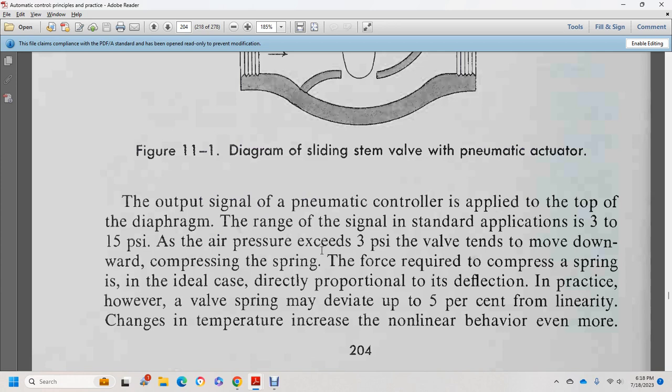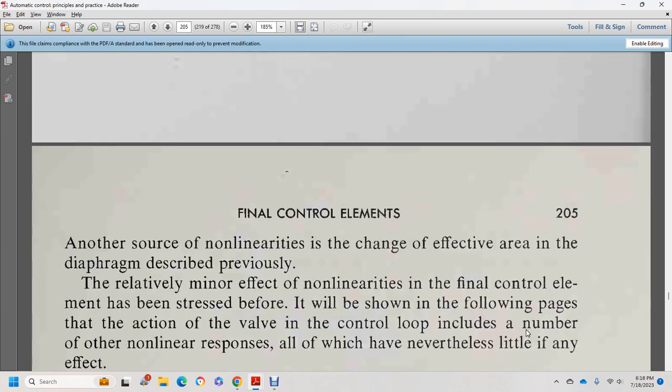Compressing the spring, the force required to compress the spring is ideally directly proportional to its deflection. In practice, however, the valve spring may deviate up to 5% from linearity. Change of temperature increases the nonlinear behavior even more. Another source of nonlinearity is the change of the effective area of the diaphragm described previously. The relatively minor effect of the nonlinearity of the final control element has been stressed before.